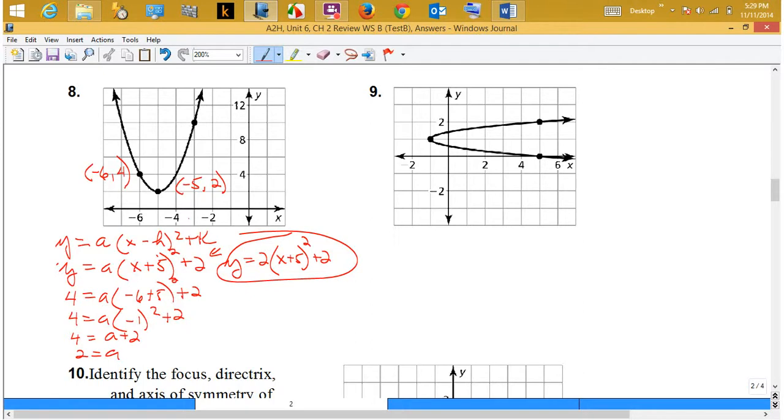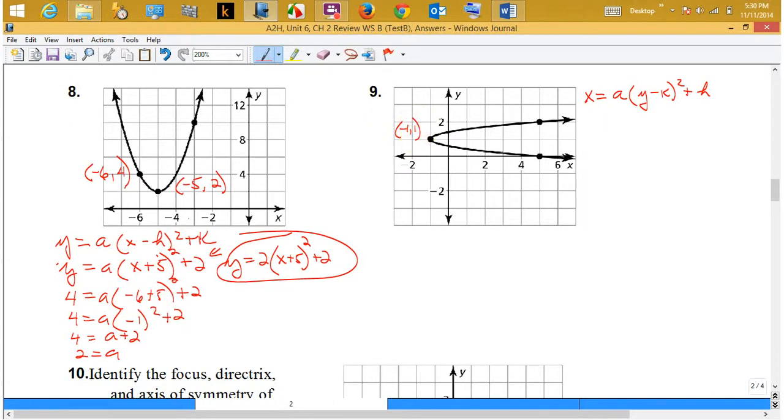Okay, the next one is going to be similar, except that it's going to have a different kind of equation. Now, we haven't really studied this too much. In fact, not at all, but this would be this kind of equation. x is equal to a, y minus k squared plus h, where h, k is my vertex. And the vertex is going to be, I hate when they change the scale, but now it looks like it's going by ones, so this vertex would be -1, 1.